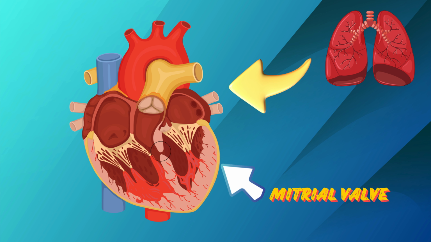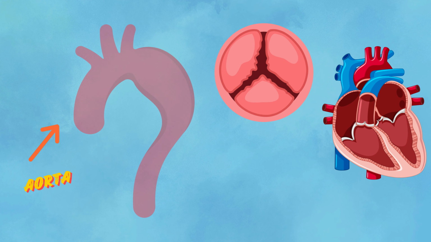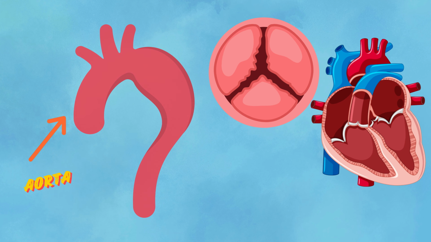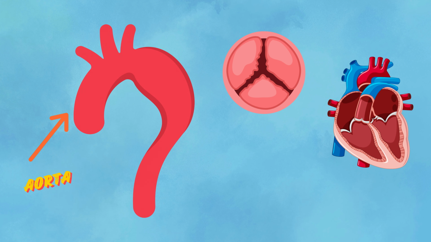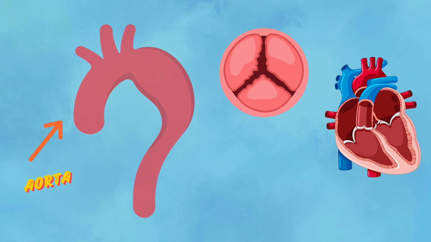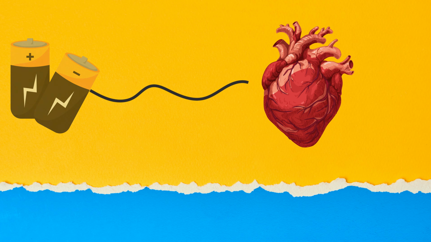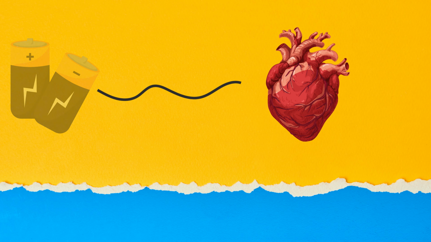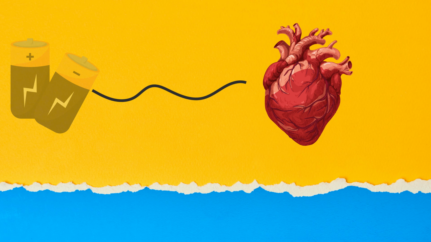The mitral valve lets oxygen-rich blood from your lungs pass from the left atrium into the left ventricle. The aortic valve opens the way for oxygen-rich blood to pass from the left ventricle into the aorta, your body's largest artery. In order for the heart to beat and pump the blood, it requires an electrical impulse.